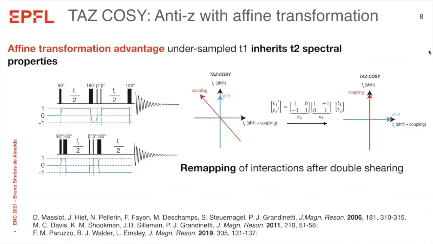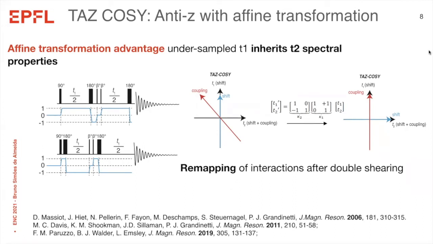Nice results, but Anti-z COSY needs high resolution in both dimensions, and it actually took us 5 hours to get this spectrum. And we don't have time for that, so how to make it faster? We realized that if we could have in our 2D dataset the shift evolving alone along T2 and the coupling evolving alone along T1, we could reduce the experimental time by undersampling T1 and still get the 1D proton decoupled spectrum. Therefore, we modified the beta sequence and called it TAZ COSY.